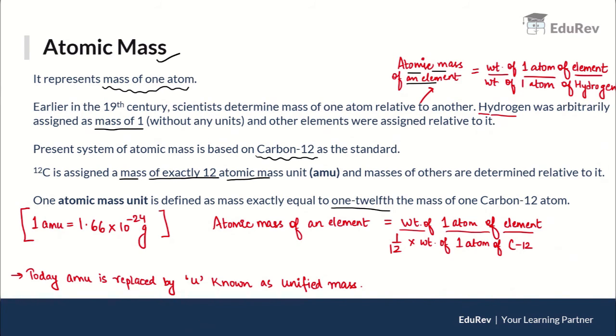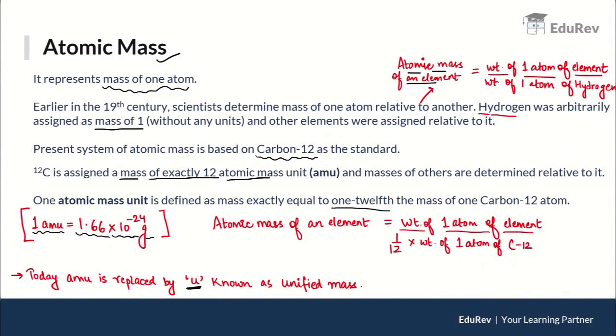So relation between 1 AMU and gram was found to be this. 1 AMU equals 1.66 × 10⁻²⁴ gram. So अगर मुझे कोई एटॉमिक मास ऑफ एलिमेंट को डिटरमिन करना है, so what I will do is I will equate it with weight of one atom of element divided by 1/12 into weight of one atom of carbon 12. So nowadays AMU is replaced by U and it is also known as unified mass.